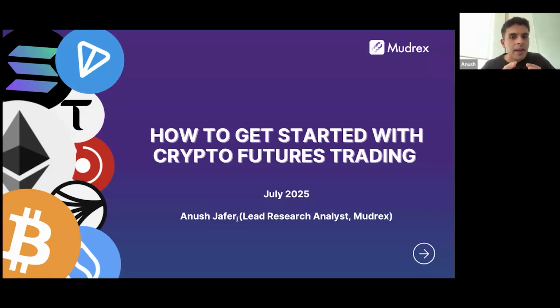Before we dive into today's topic on how to get started with crypto futures trading, let's take a second to talk about what's going on in the market right now, where we are, and how things are playing out. Right now, the price of Bitcoin is hovering around 108K, around 108,719 to be specific.